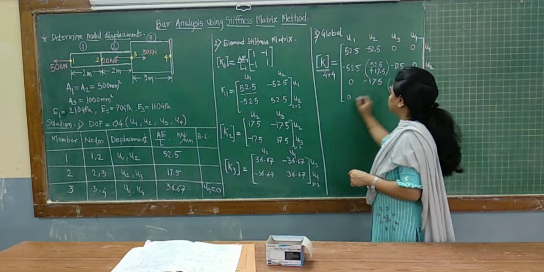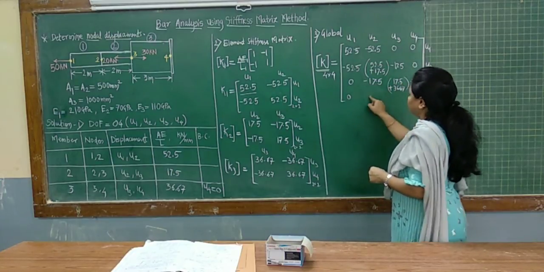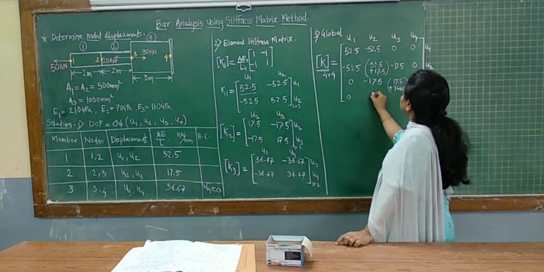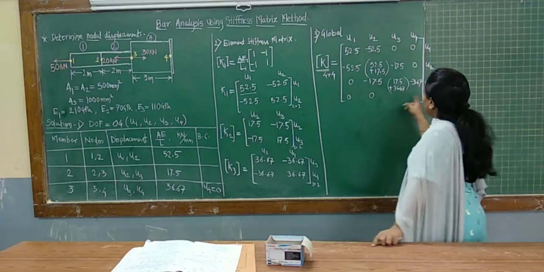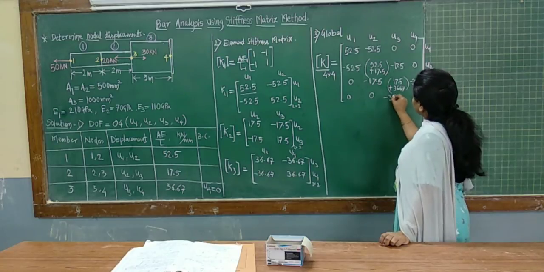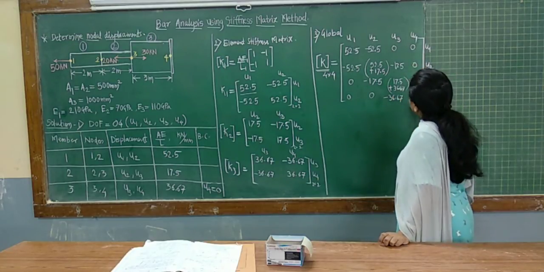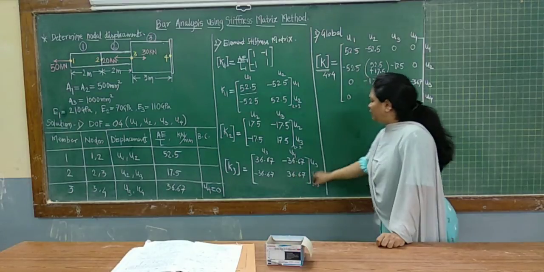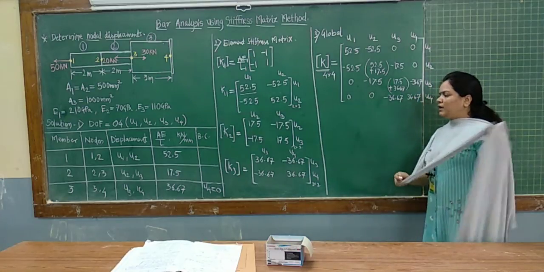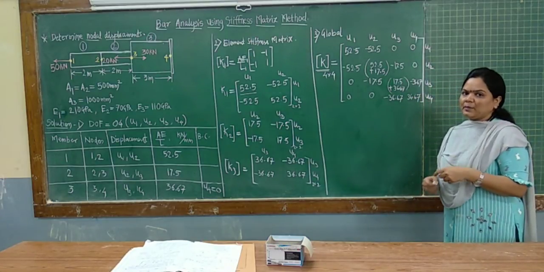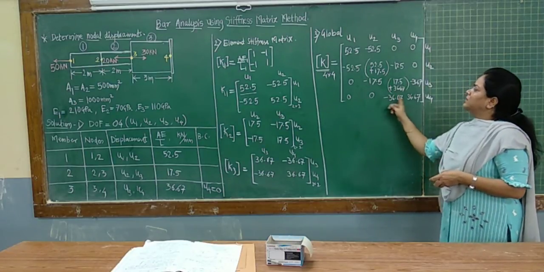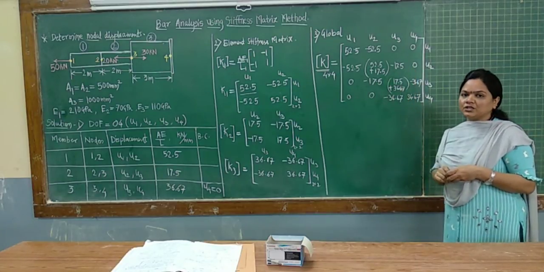Now the last row that is remaining. U1, U4, U4, U1: 0, as there is no such combination here. Then U2, U4: again there is no such combination here, so therefore it is 0. U3 column, U4 row, minus 36.67. And last U4 column, U4 row, it is 36.67. So that is assembling all the element local stiffness matrices into a global. Okay, local into a global. So this global is 4 by 4 for the whole structure.